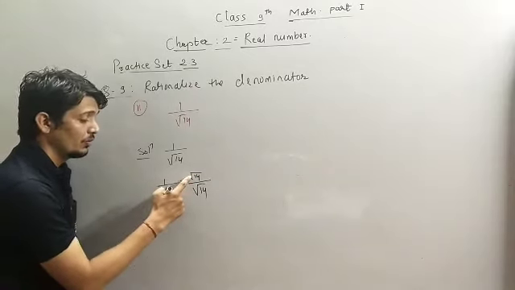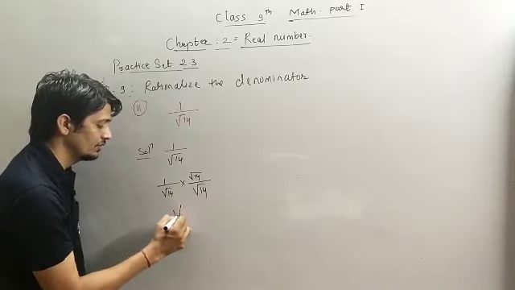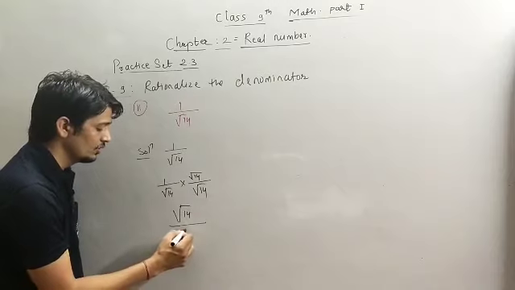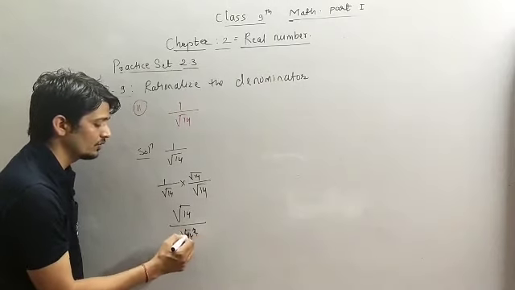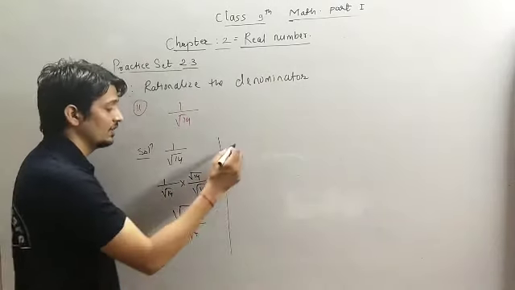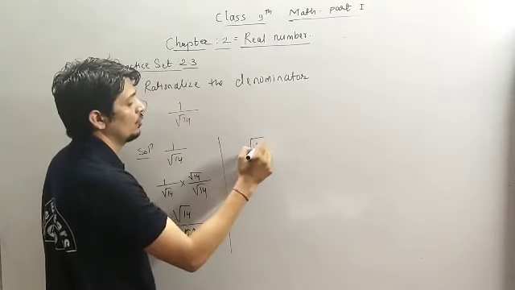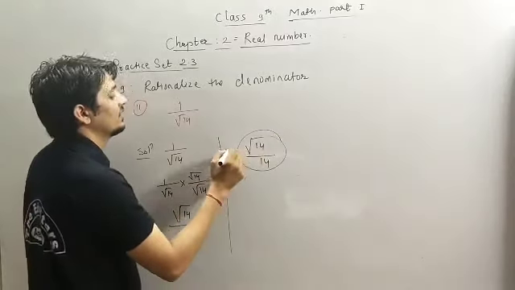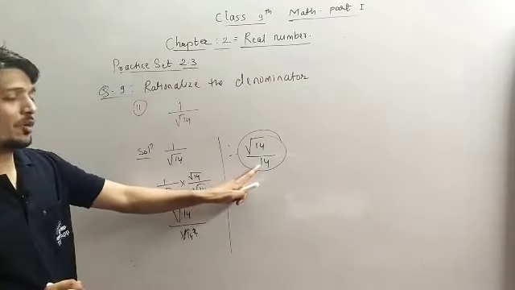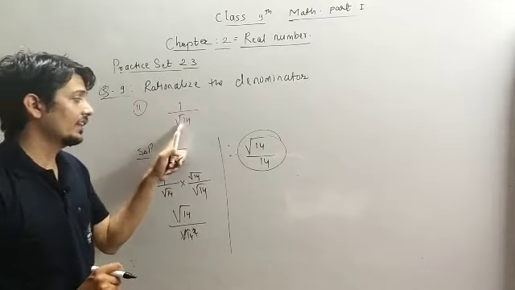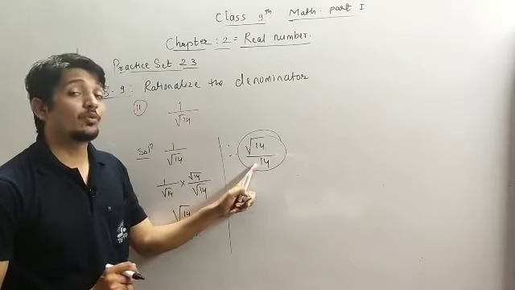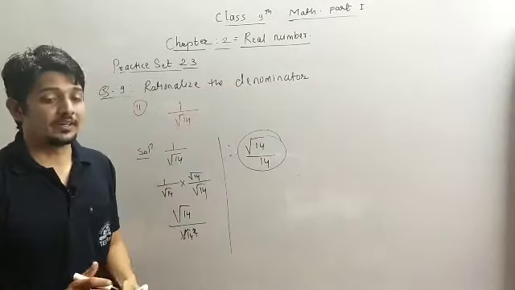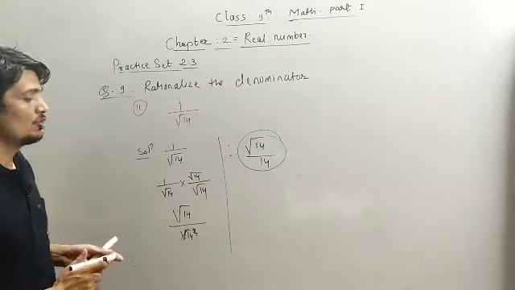So 1 into root 14 is root 14 divided by root 14 into root 14 is root 14 का square. So square and root will get cancelled. So what we will have now, root 14 divided by 14. So this is the rationalization of denominator form. Okay. यहाँ पर क्या था, root 14 and now we have 14 only. That means we have rationalized the denominator. Okay. So write down the solution.